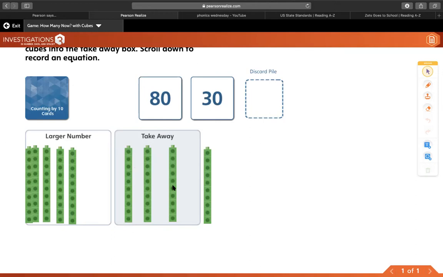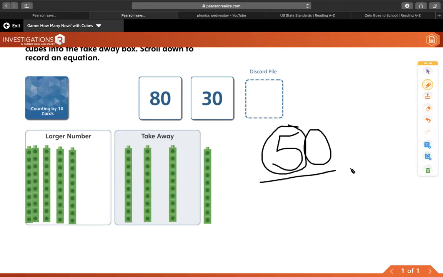How many am I left with? I'm left with 1, 2, 3, 4, 5. If I'm left with 5 towers of 10, that means I need to add a 0. Here's my 5 towers of 10. That means I had 50 cubes that I'm left with. 10, 20, 30, 40, 50. 5 groups of 10 or 50 cubes.